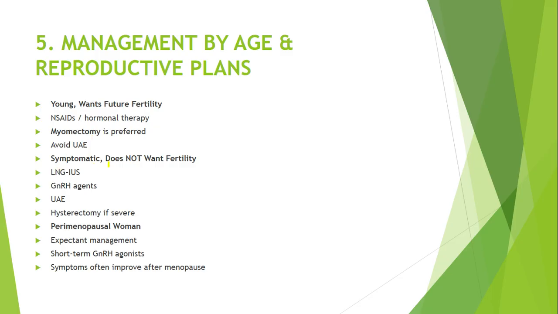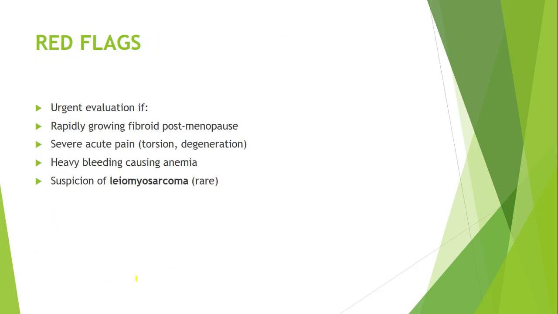Symptomatic, does not want fertility. You do LNG-IUS. You give gonadotropin releasing hormone agonists. You do UAE. Hysterectomy if severe. In perimenopausal women, expectant management is preferred. Short-term gonadotropin releasing hormone agonists. Symptoms often improve after menopause.